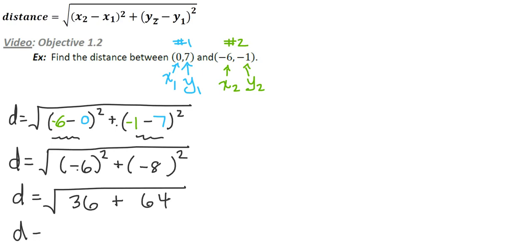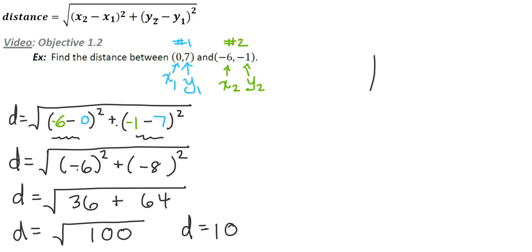And simplifying still, we take the sum now. 36 plus 64 is 100. And so we understand the distance is the square root of 100, which is 10.